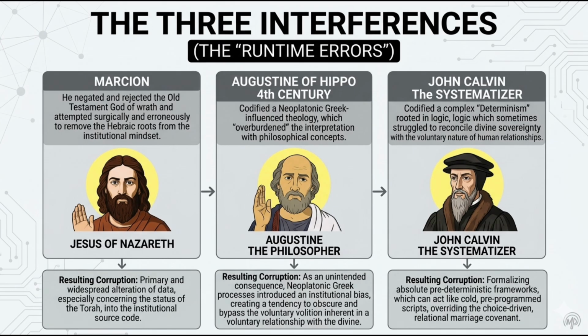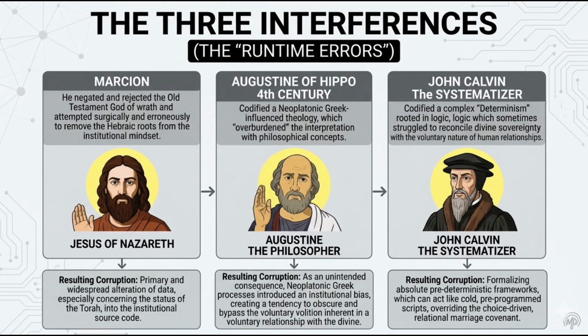Now, to be fair to history, the early church officially excommunicated Marcion as a heretic. They recognized what he was doing was wrong. They did. But Kenneth's framework argues something much more insidious happened. Even though they rejected Marcion the man, his anti-Torah bias quietly infected the institutional mindset permanently. The seed was planted that the Old Testament was lesser or obsolete. Exactly. The formal heresy was rejected, but the cultural posture was retained. And that set the stage for the second great skew, a couple centuries later, Augustine of Hippo.